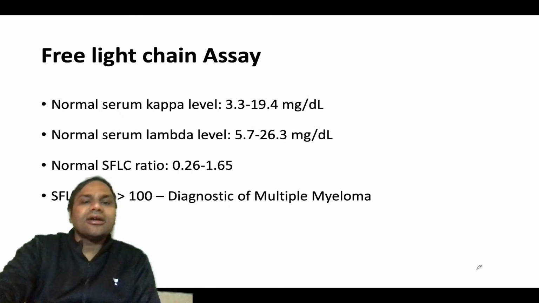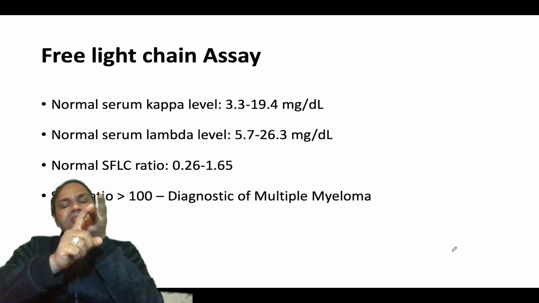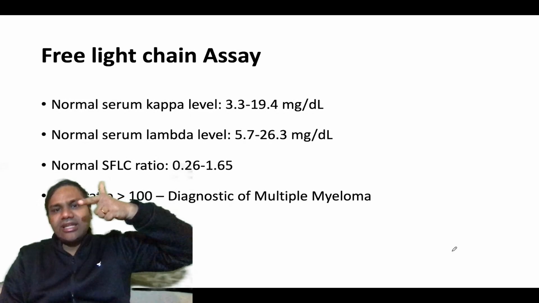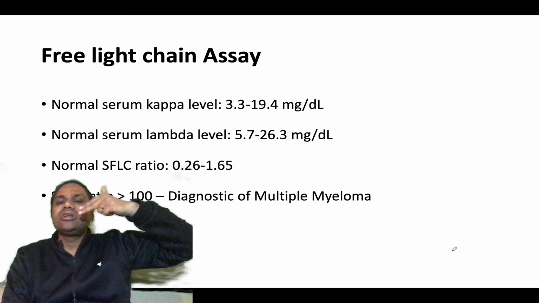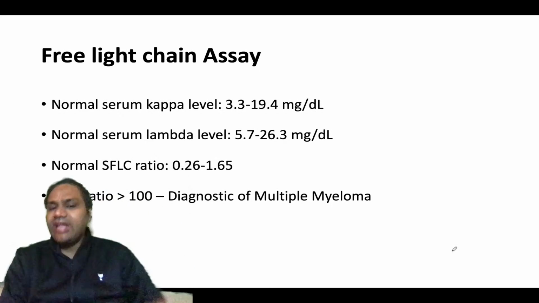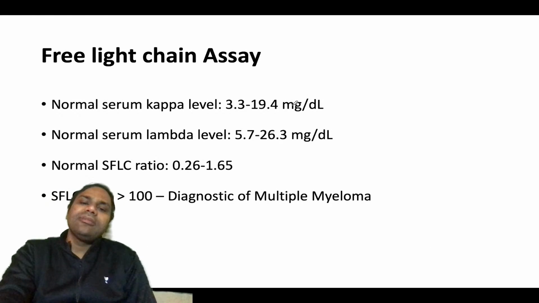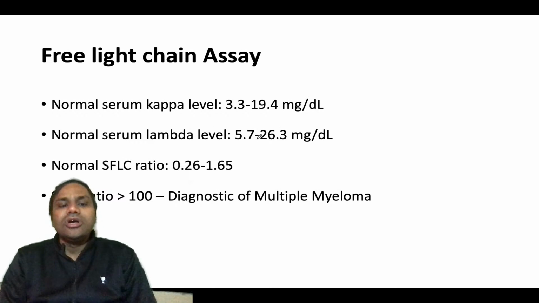So we did serum protein electrophoresis and immunofixation, and we did the peripheral smear, skeletal morphology and different markers. Now we are doing the free light chain assay. Remember, the normal kappa level is 3.3 to 19.4 milligram per deciliter, and the normal lambda level is 5.7 to 26.3 milligram per deciliter.